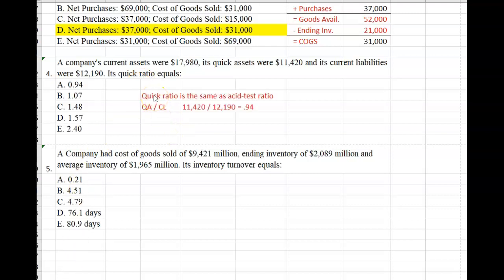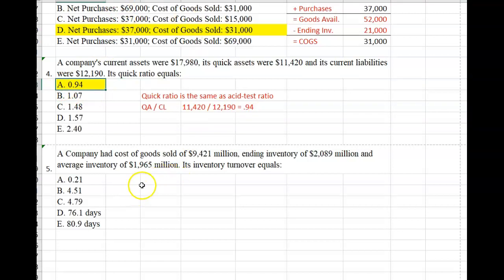The acid test ratio is the same thing as the quick ratio, and it's calculated as quick assets divided by current liabilities. If you were not told what quick assets are, you would have to calculate the quick assets as cash and cash equivalents plus current receivables plus current investments. But in this problem, you were given the quick assets of 11,420. Divide that by the current liabilities of 12,190, and the answer is 0.94, or number A.